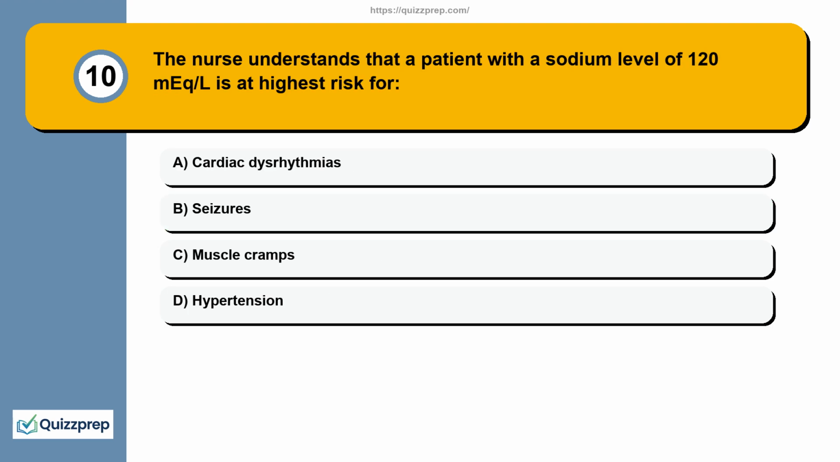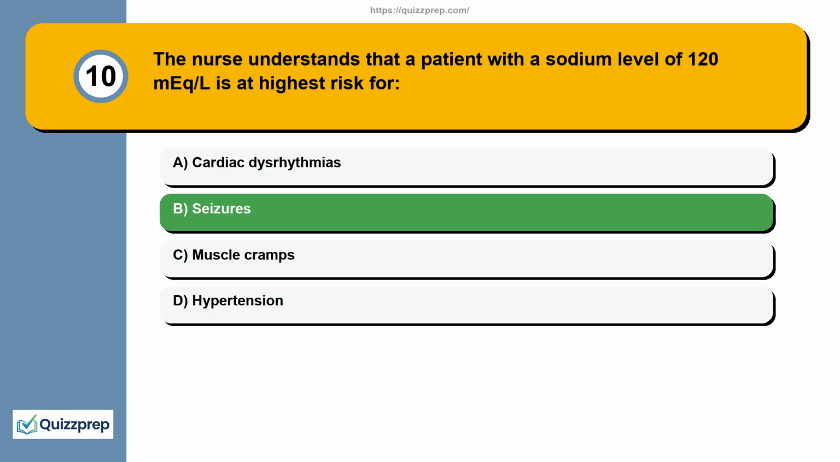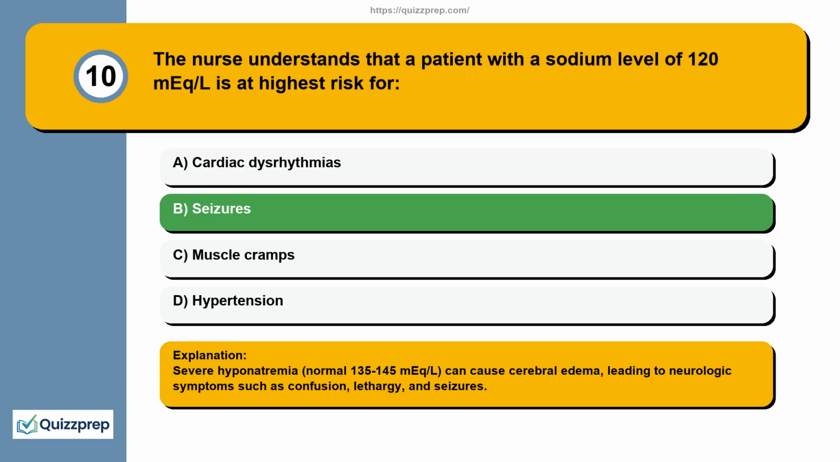Question 10. The nurse understands that a patient with a sodium level of 120 milliequivalents per liter is at highest risk for. Here are your options. Option A. Cardiac dysrhythmias. Option B. Seizures. Option C. Muscle cramps. Option D. Hypertension. The correct answer is option B. Seizures. Explanation. Severe hyponatremia, normal 135 to 145 milliequivalents per liter, can cause cerebral edema, leading to neurologic symptoms such as confusion, lethargy, and seizures.